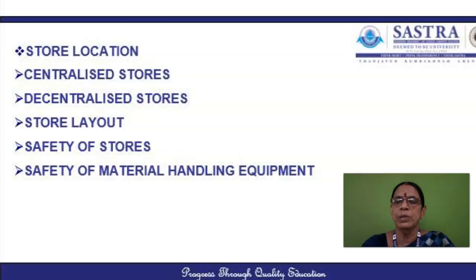Next we shall pass on to the safety and security of the stores. How the stores should be kept. What are the safety measures? What are the security measures that have to be maintained? The term safety says that the safety of materials in the stores, the facilities that are used and the material handling equipments and the safety of the personal life.